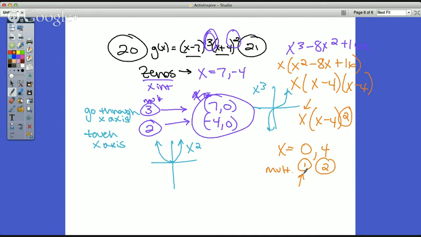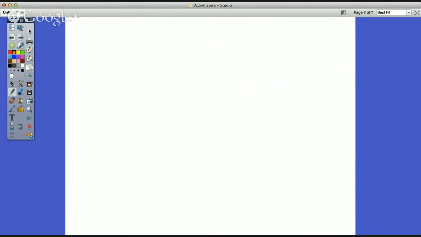Because it is odd here, it's going to go through the x-axis, and because this is even, it is going to touch at the x-axis. All right, hopefully that makes sense to you. Hopefully we're moving forward from that.